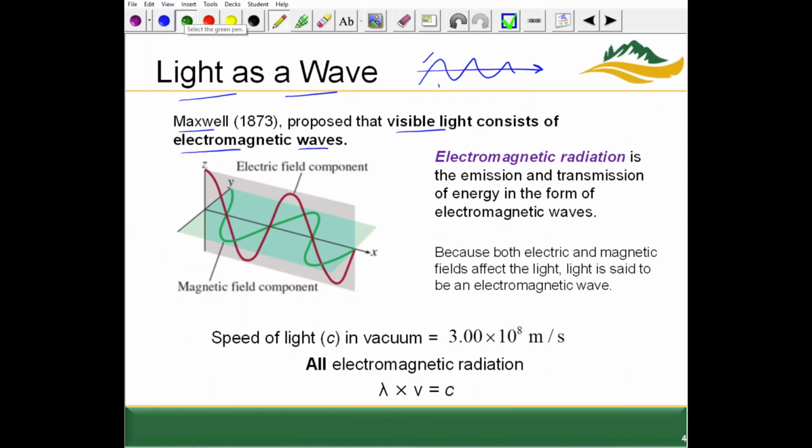So not only do we have an electro component, we have a magnetic component to visible light. What does that mean exactly? Well, it means these are going to be perpendicular to one another, and essentially all waves are made up of this one direction or one component, that's the electric field component. Then at a 90-degree angle to that, we have a simultaneous magnetic field component of that wave.